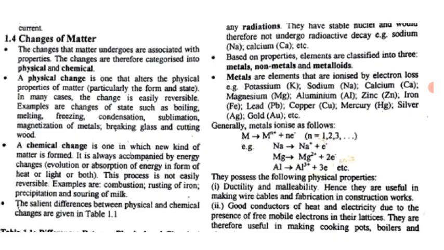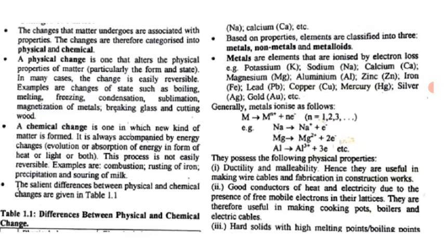We have M goes to M^n+ plus ne^-, where n could be 1, 2, 3. For example, Na goes to Na+ plus e^-. That is the electron. So electron loss means electrons are being lost. The electron is negative, the proton is positive, and the neutron is neutral. So that's about it.